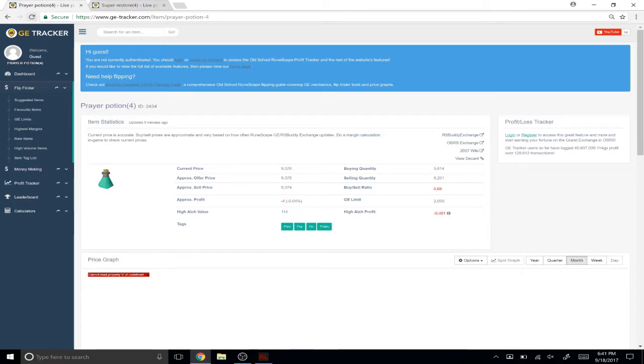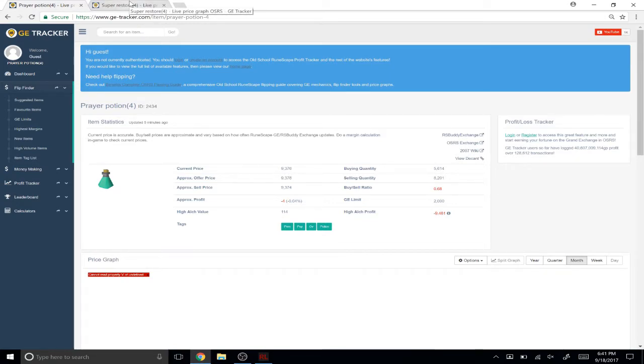So, if you can actually look and see the price movement of these items, buying quantity is way lower than selling quantity for the prayer potions, leaving it at 0.68, and for the super restores, 2,195 are being bought and 2,562 are being sold, so the price movement is going down and the buy-sell ratio is 0.86. Now, super restores and prayer potions are a very similar item. They do serve a very similar purpose.